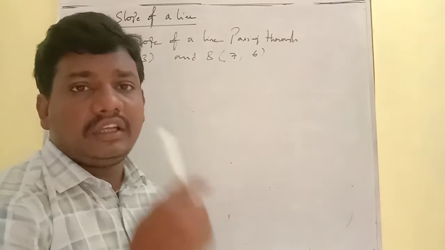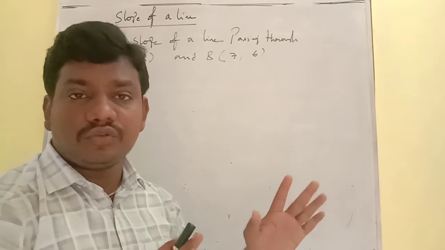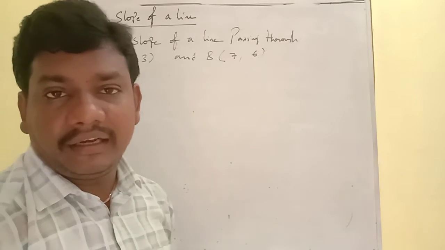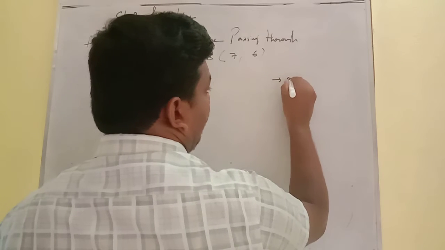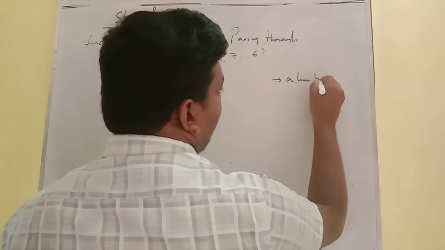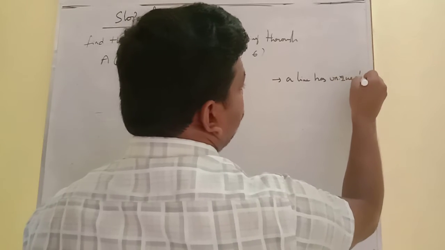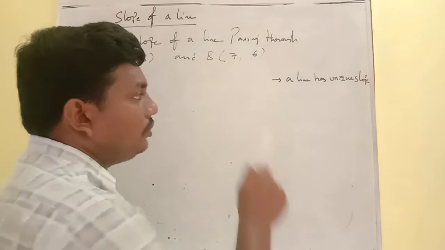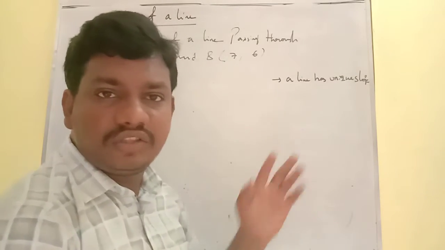One thing we have to remember is that the slope of a line does not change throughout the line. That means a line has a unique slope. Throughout a line there is only one slope; the slope does not change.